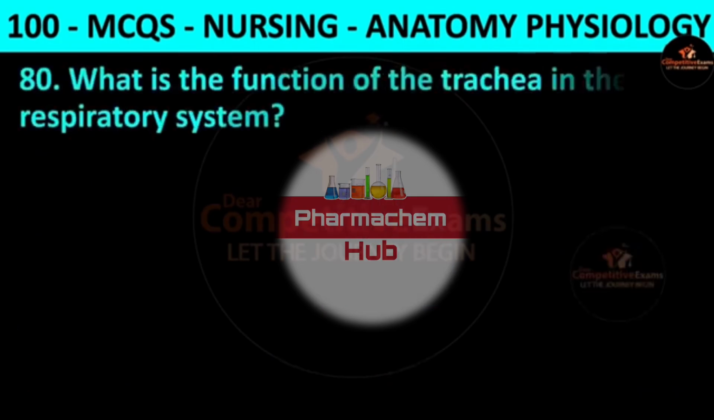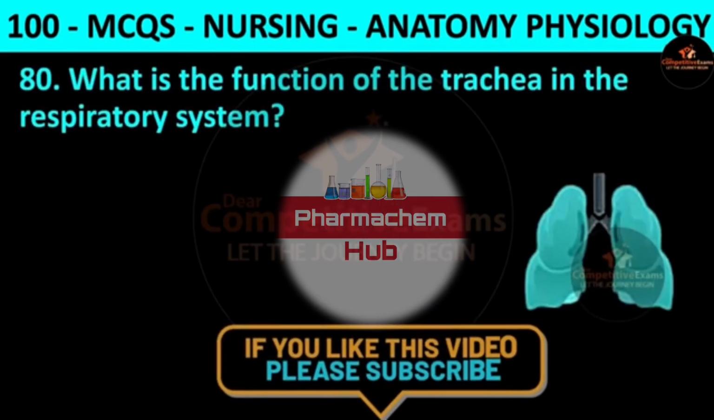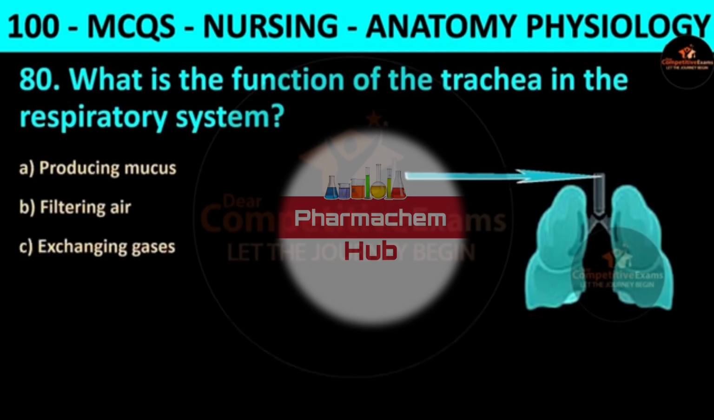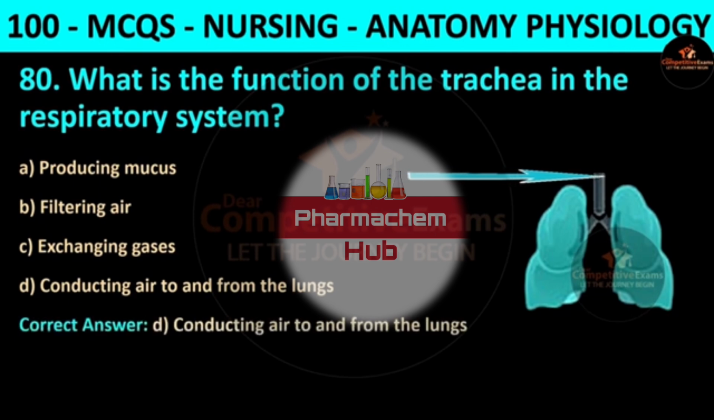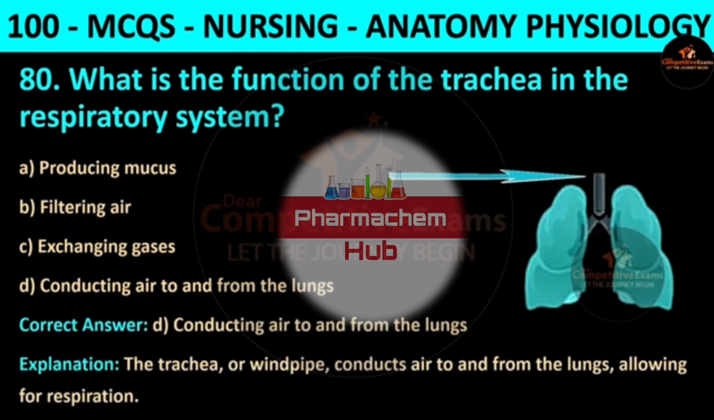Question number 80. What is the function of the trachea in the respiratory system? The options are: producing mucus, filtering air, exchanging gases, or conducting air to and from the lungs. The correct answer is D, that is conducting air to and from the lungs. The trachea, or windpipe, conducts air to and from the lungs, allowing respiration.